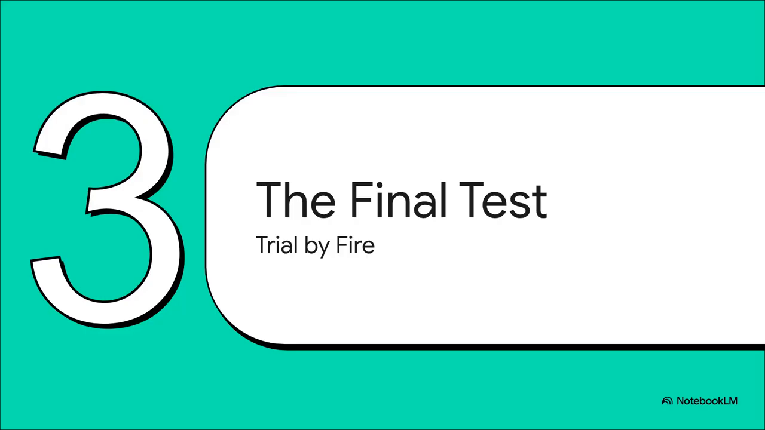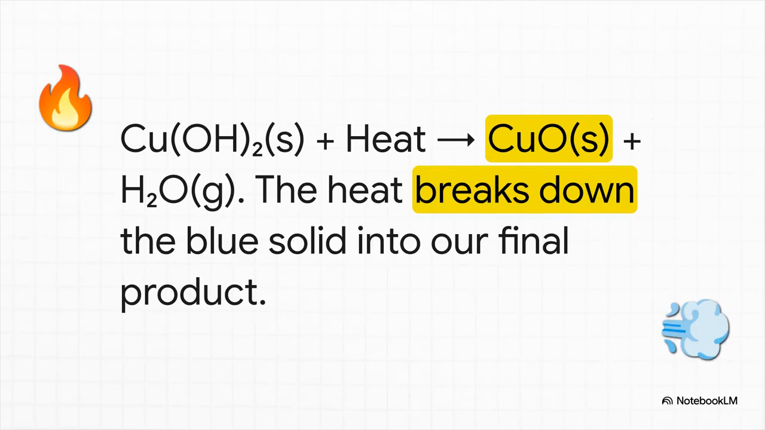We've made our blue solid, but that's not our final destination. Not even close. To finish this transformation, we have to put it through one final, crucial test, a trial by fire. This next chemical equation shows us exactly what that heat is doing. Our blue solid, the copper-2 hydroxide, goes through what we call a decomposition reaction. Basically, the heat gives it enough energy to literally break the compound apart. And what's left? Our final black powder, copper-2 oxide, and a little bit of water vapor, which just floats away.